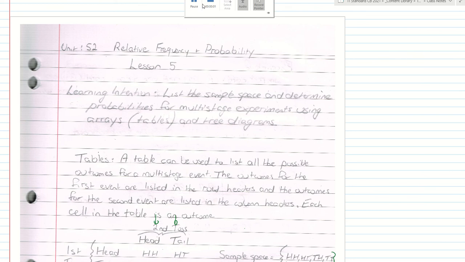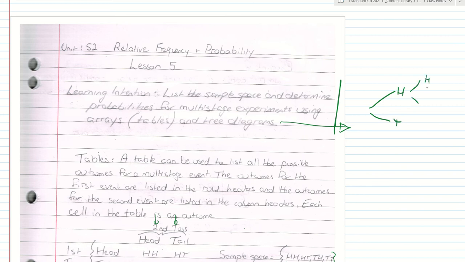Today in this lesson we're going to have a look at listing the sample space and determine the probabilities for multi-stage experiments using arrays or tables and tree diagrams. Now we're going to look at two different types of tree diagrams. One tree diagram is going to be simply where we have equally likely outcomes, and we're just going to have branches coming off. That might be heads, tails, head, tail, etc.